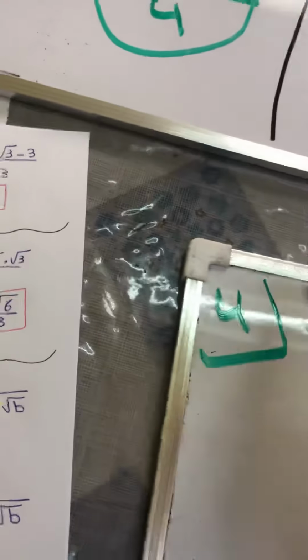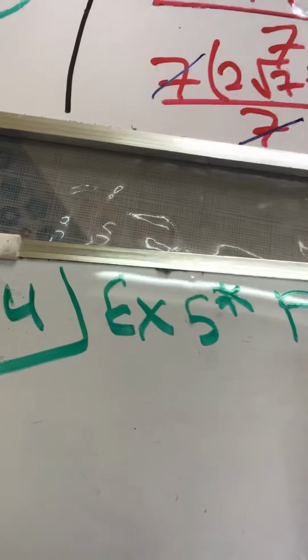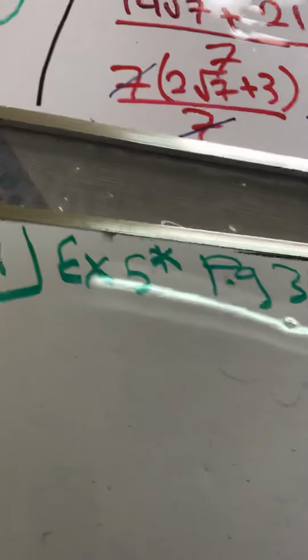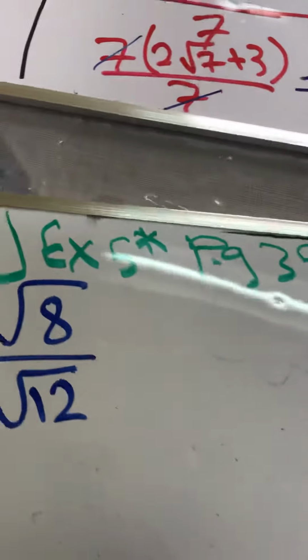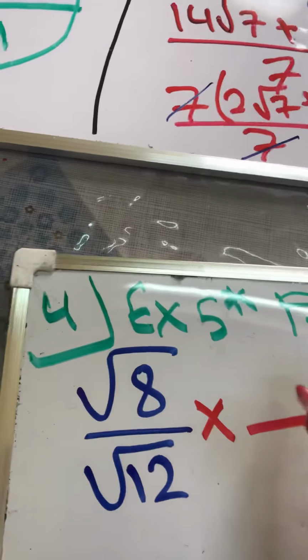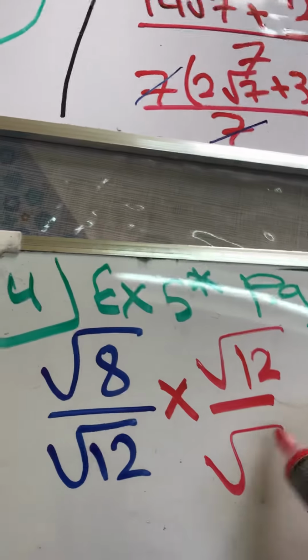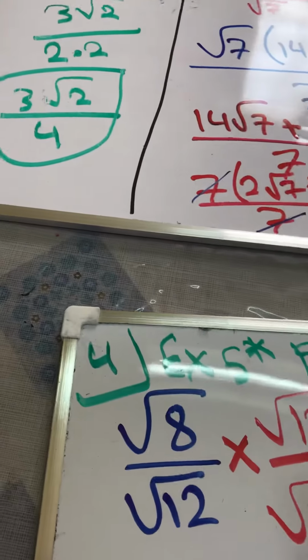Okay, the last problem in exercise 5 star. Let's take number 4 from exercise 5 star, page 358. Okay, what is the problem? It's very easy. Here, square root of 8 over square root of 12. Okay, what can I do? I think it's easier than the last problems. Multiply by square root of 12 up and the square root of 12 down. What's the problem? This is the denominator I have.